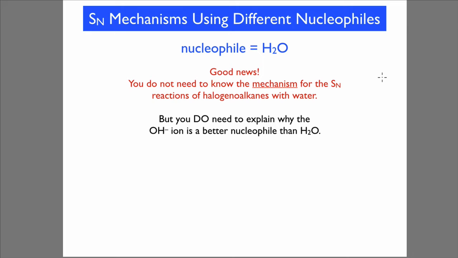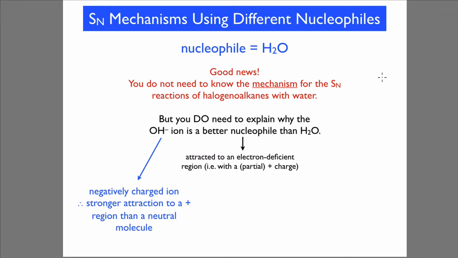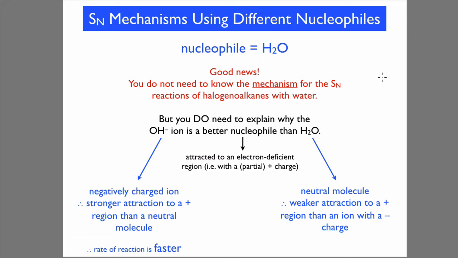You don't need to know the mechanism for the nucleophilic substitution reactions with water, which is nice, but you do need to know why the OH minus ion is a better nucleophile than H2O, and we know that because we just said before. They're being attracted to an electron deficient region with partial positive charge. So the negatively charged ion is more strongly attracted to the positive region than a neutral molecule. So the rate of reaction will be faster with OH minus. With water, conversely, being a neutral molecule, it has a weaker attraction to the positive region than an ion with a negative charge. So the rate would be slower.